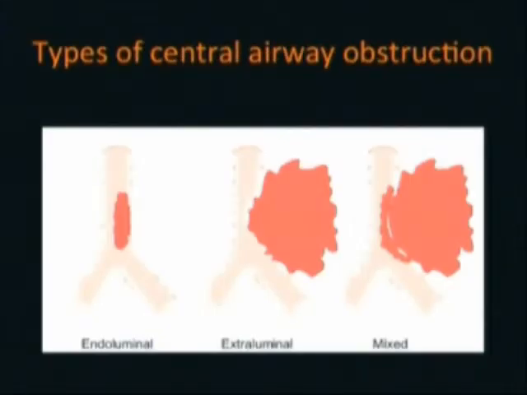And you can have three types of obstruction. You can have endoluminal obstruction, where all the tumor is in the airway. You can have mixed extraluminal and endoluminal tumor, or extraluminal with compression. So you can imagine with extraluminal compression, there's nothing to treat in the airway. You basically will have just to dilate the airways and stent it to prevent compression again.